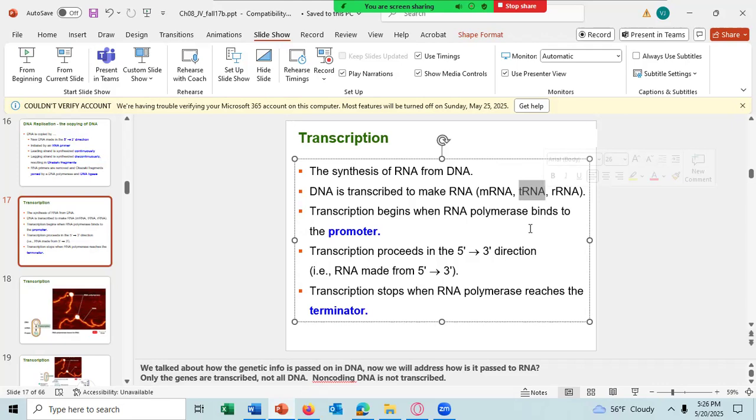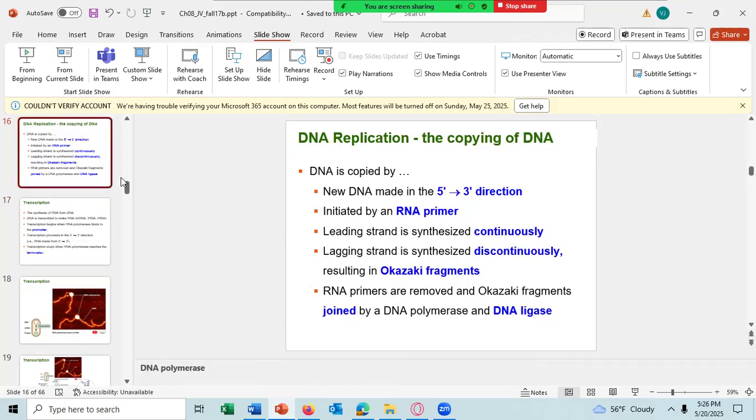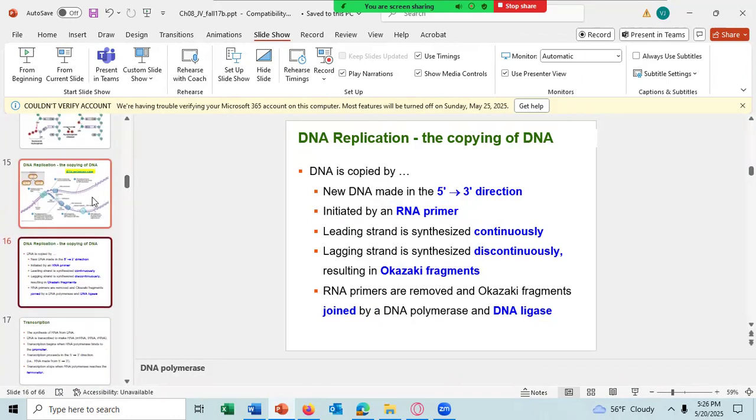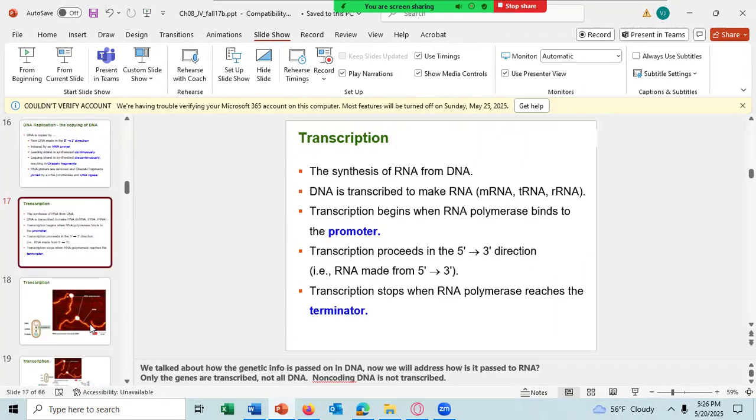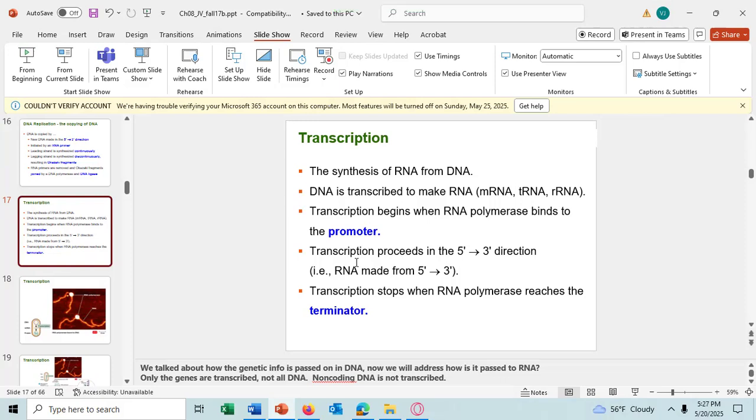And that brings in another point here, and that is unlike DNA replication, let's go back to the picture, where all of the DNA is replicated, in transcription, not all of the DNA is transcribed. Can anyone guess which DNA is transcribed and which is not? I'll give you an extra credit point because I've already told you the answer. Anyone have the extra credit point? All right.